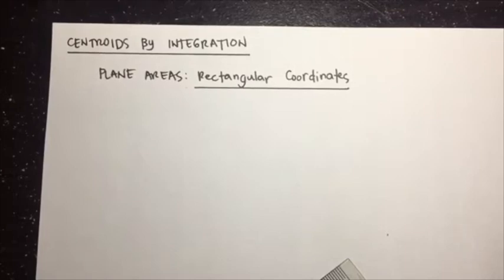So when we say geometric center, this is the location for which we can concentrate all the mass of the area. Sometimes the centroid is also the location of the center of mass or the center of gravity of a geometric figure.